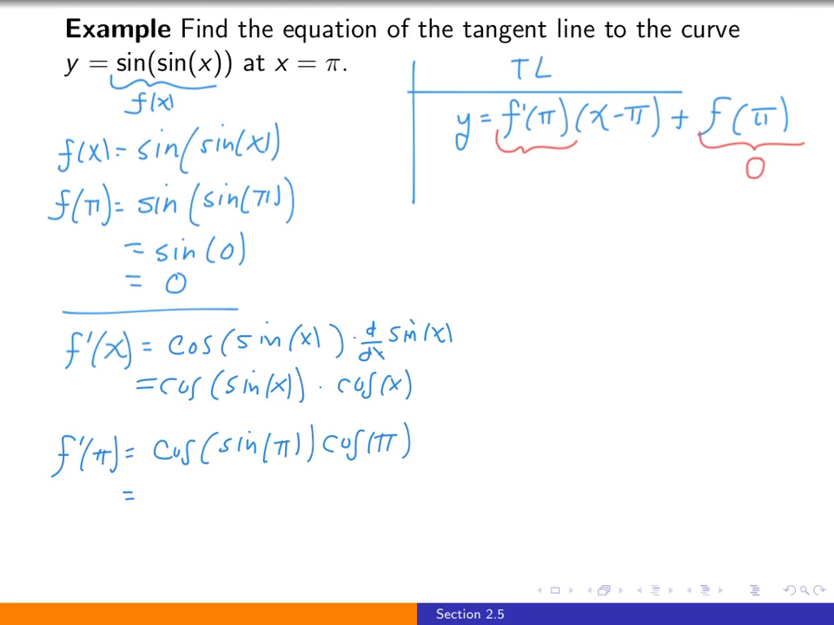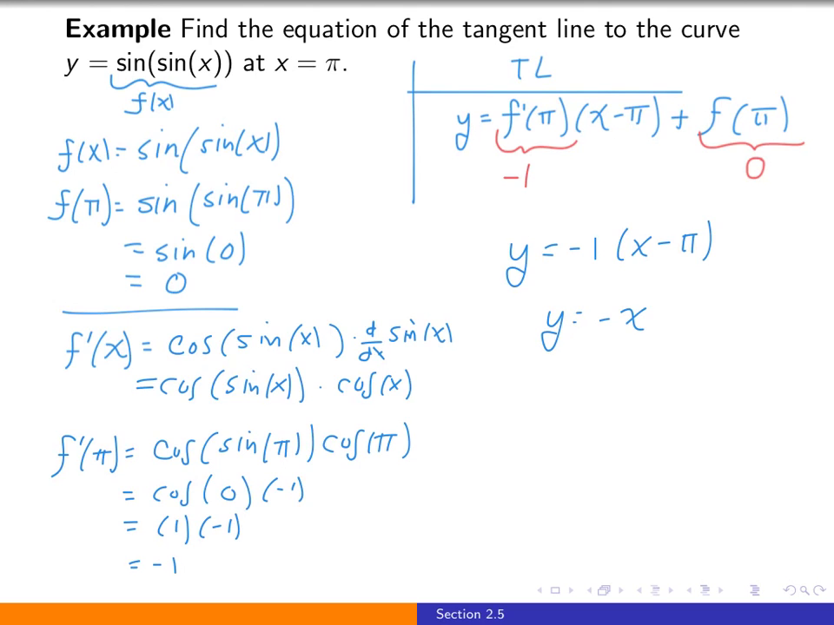So sine of pi and cosine pi are common values. Sine of pi is 0, and cosine pi is -1. Cosine of 0 is also a common value. Cosine of 0 is 1, and 1 times -1 is the number -1. So we've determined the slope of the tangent line. So the tangent line is y is equal to -1 times x minus pi, which is more conveniently expressed as -x plus pi.